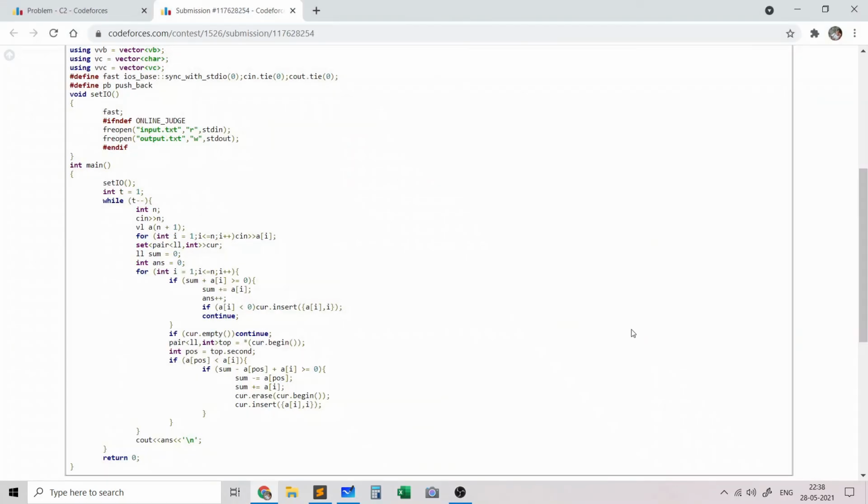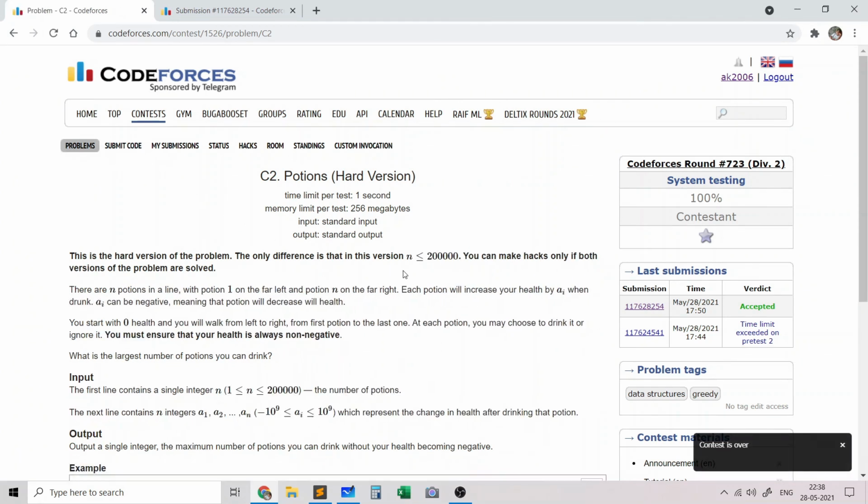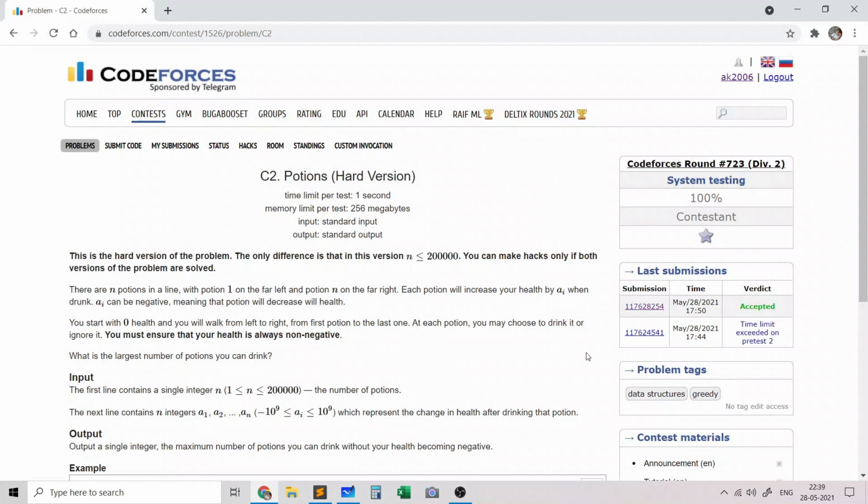I can't really submit this code to show you that it got accepted, but you can verify that this code does get accepted. So I hope you like this problem and my solution to this problem. As you could see, this problem illustrated the use of a set data structure in a greedy problem.